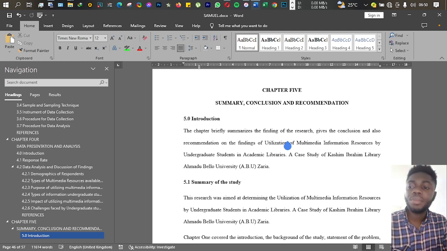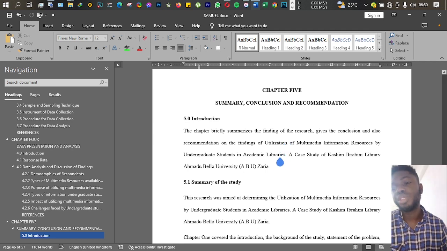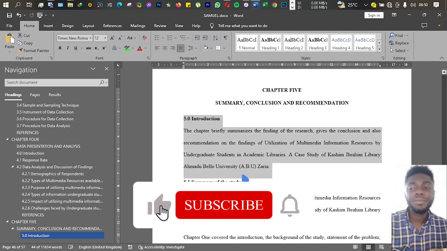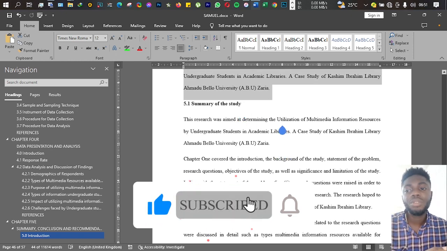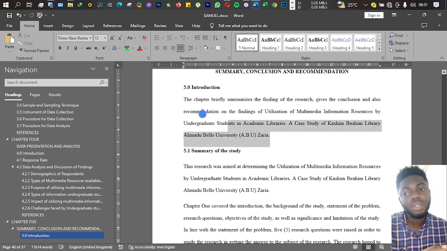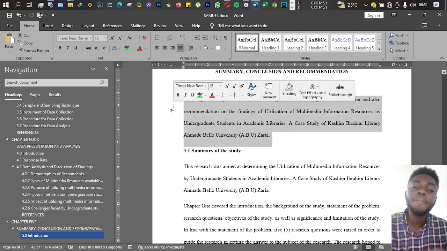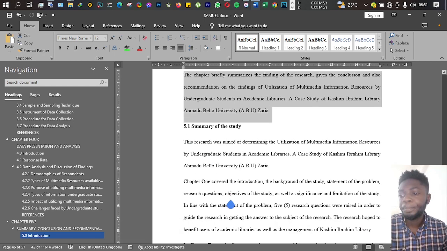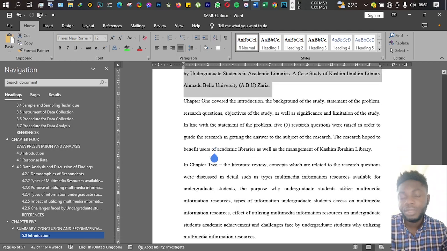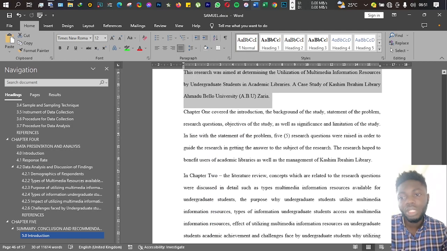Now, in your chapter 5, you will go through it by rendering an introduction, then also providing a summary of your study. Your introduction can be anything. Just tell us about what you have been doing from your chapter 1 till now. Then for your summary of the study, you will tell us that this is what the research set out to do. This is what we covered in chapter 1.